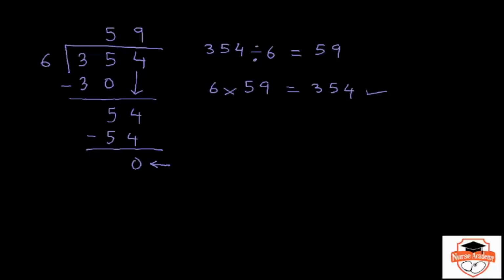Let's try another one. How about trying to divide, let's say, 7,168 with 7. Start from the leftmost digit of the dividend. Try and divide it with the divisor. So divide this 7 with this 7. You get a 1. Where do you write the 1? Not here, not here, not here, but right above what you have divided. So write a 1 above this 7.